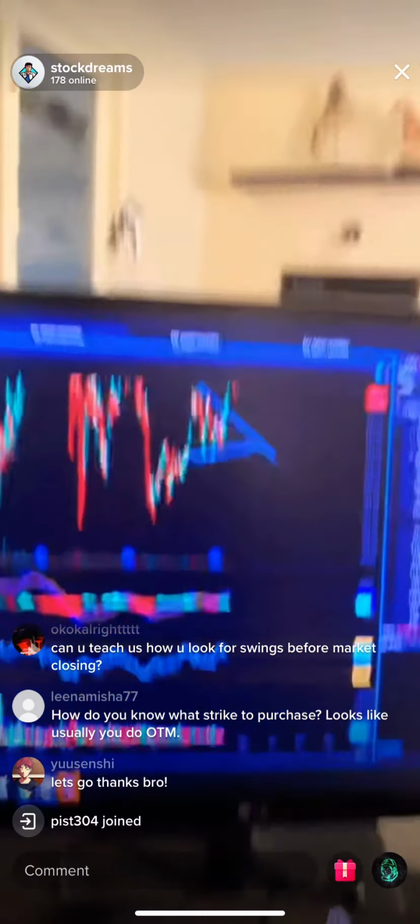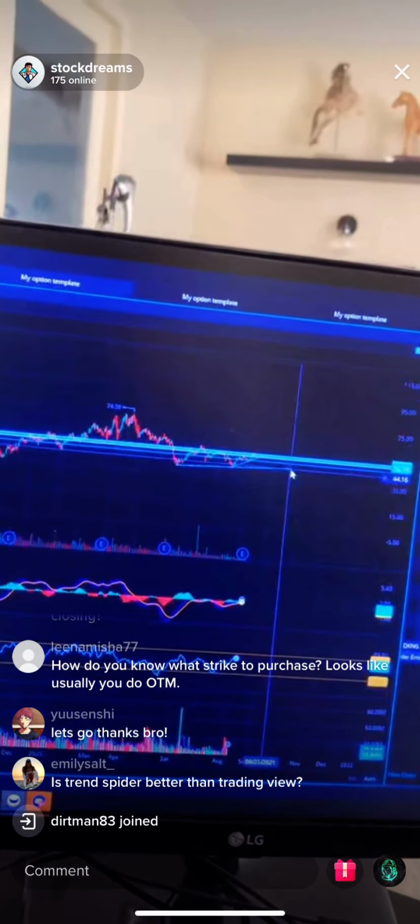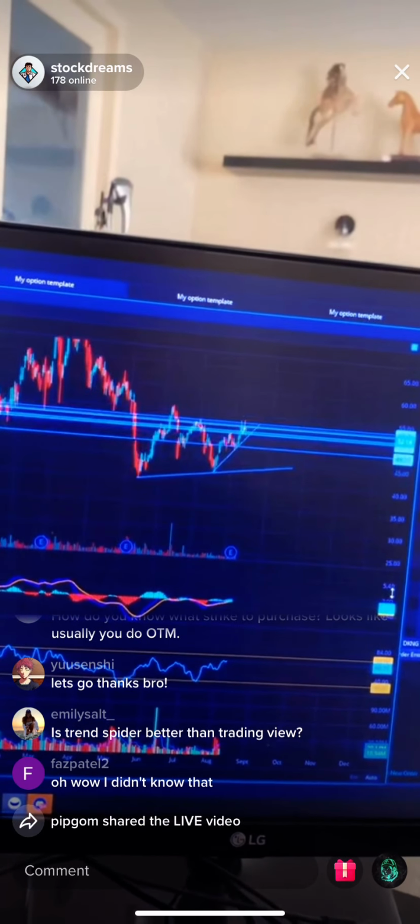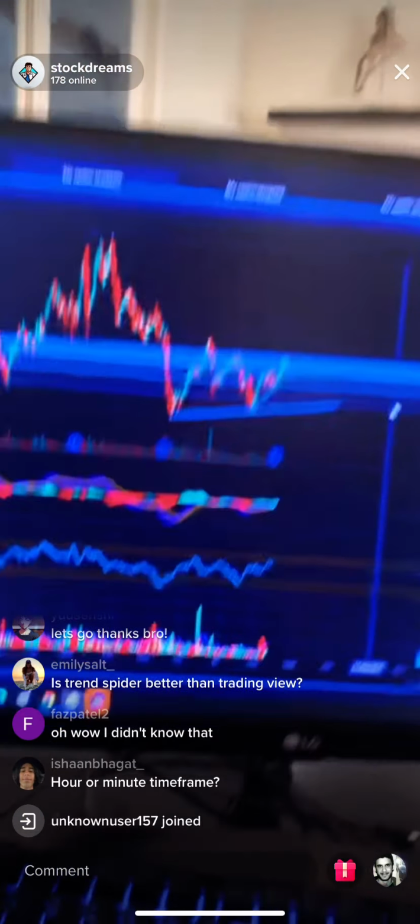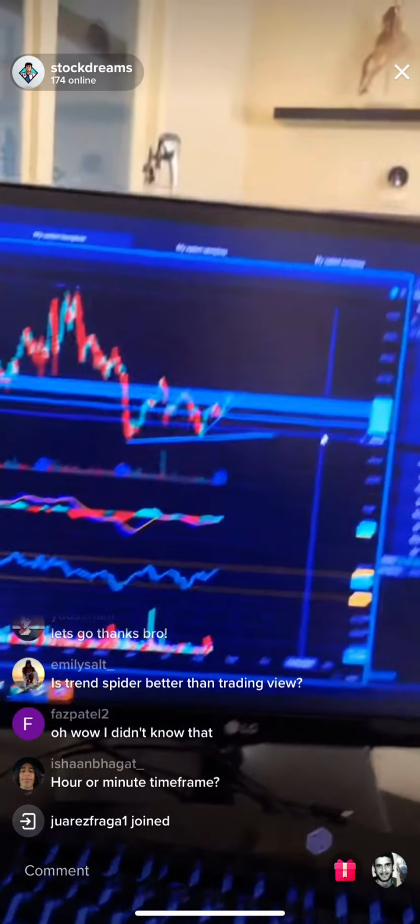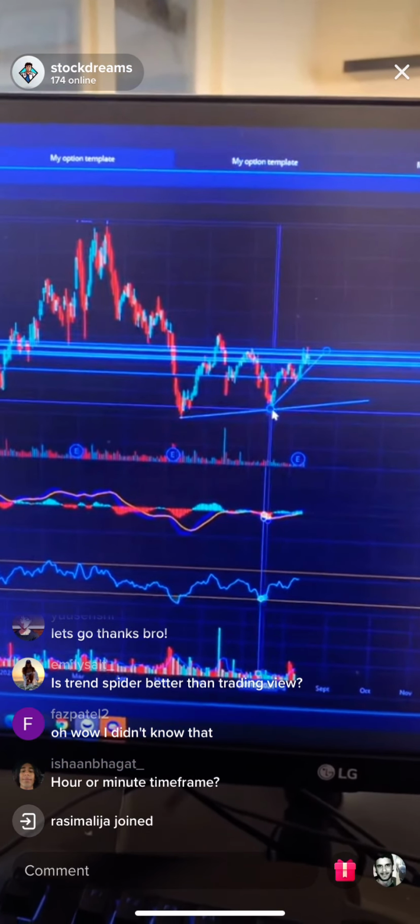Let's see if we can find another one. DraftKings. Okay, here's another good example. Double bottom. A double bottom is a very good trend line too. What we see here is DraftKings. We got a one bounce and a two bounce off resistance.